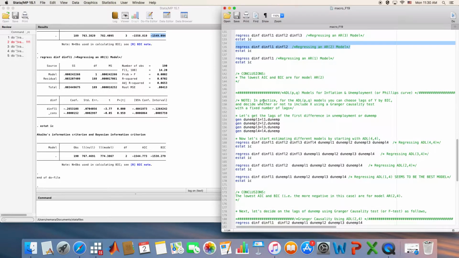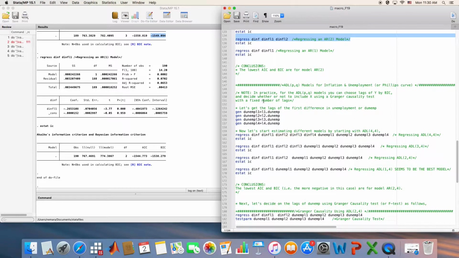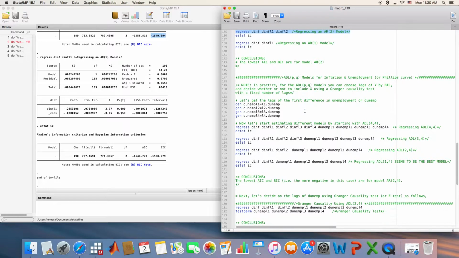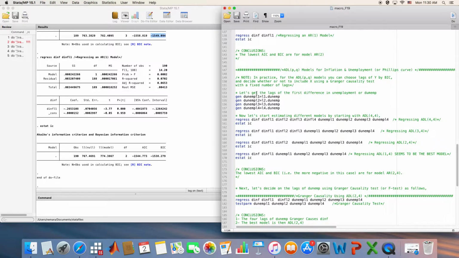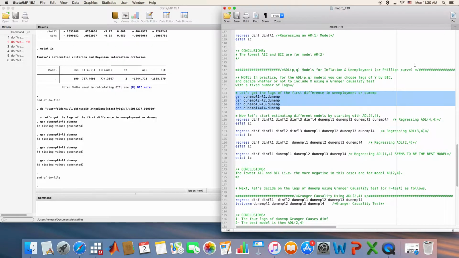Next, we're going to build on it and add the lags of unemployment. So it's basically the Phillips curve, right? We're going to generate the lags of the first difference in unemployment, and use them to check what is the degree of ADL(P,Q). For now, we already understand that our best P is 2, right?